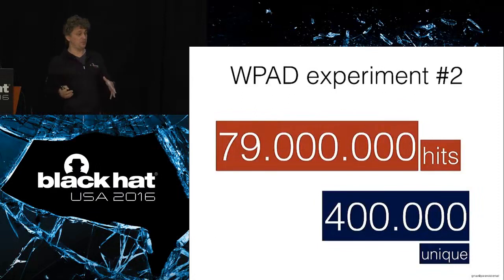During experiment number 2, from last October till today, I collected 79 million requests on my honeypots, which are running now on Amazon, and I received about 500,000 unique IP addresses which were accessing them.